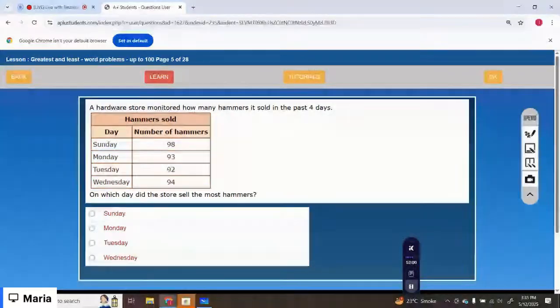A hardware store monitored how many hammers it sold in the last 4 days. On which day did the store sell the most hammers? So, which is the correct option? The most is Sunday. Option number 1 is the correct option.